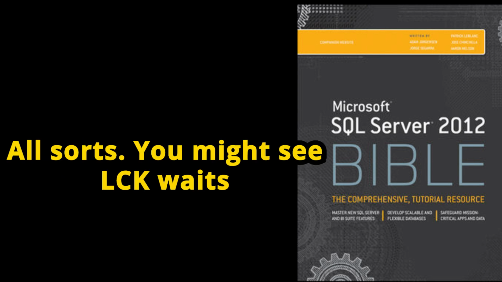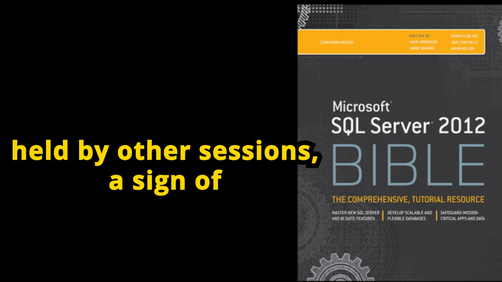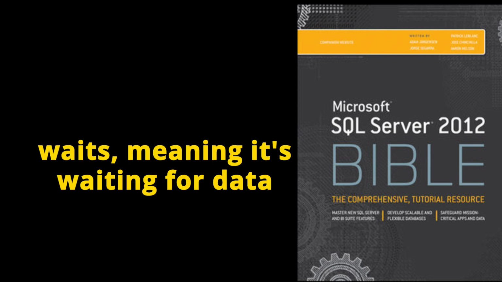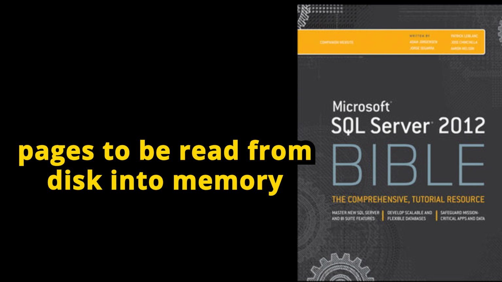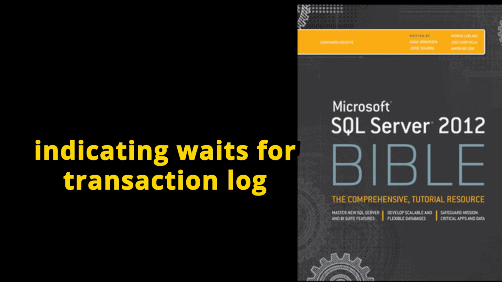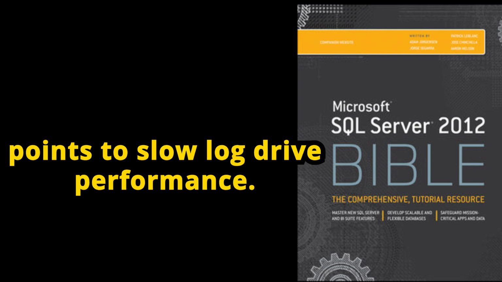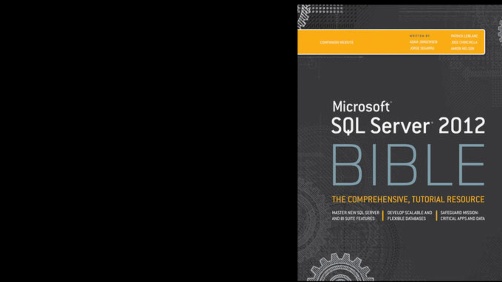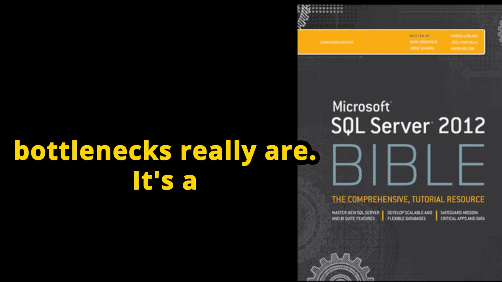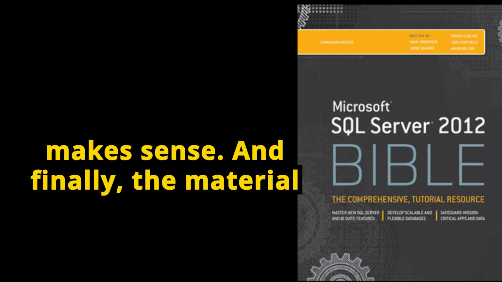All sorts. You might see LCK waits, indicating time spent waiting for locks held by other sessions, a sign of blocking. You might see page latch waits, meaning it's waiting for data pages to be read from disk into memory, an I/O bottleneck. Or write log waits, indicating waits for transaction log records to be flushed to disk, which often points to slow log drive performance. Analyzing these waits gives you direct clues about where your performance bottlenecks really are. It's a fundamental troubleshooting technique. Following the waits to find the problem makes sense.